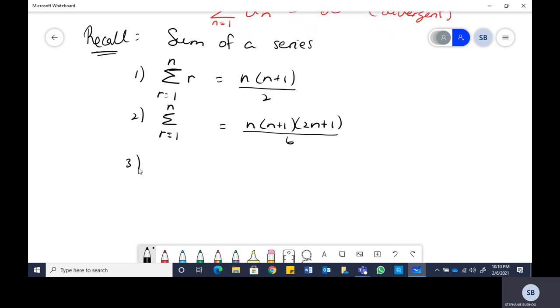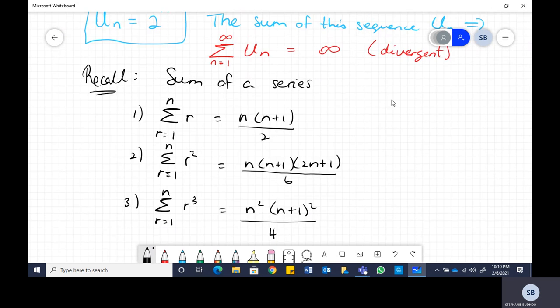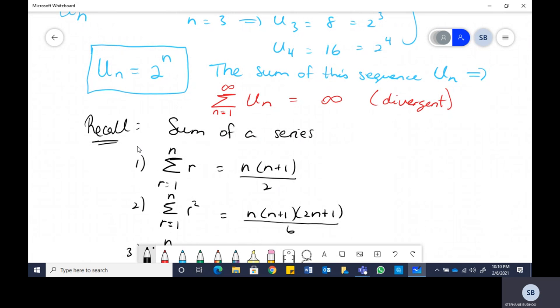And then finally, I remember the third one, r equals 1 going to n, this one is for r squared, my bad. And for the r cubed one, it's supposed to be n squared (n+1) squared all over 4. And I seem to have made a mistake in writing something up here. This is supposed to be r. I picked up on it when I was writing out all of these here, right?